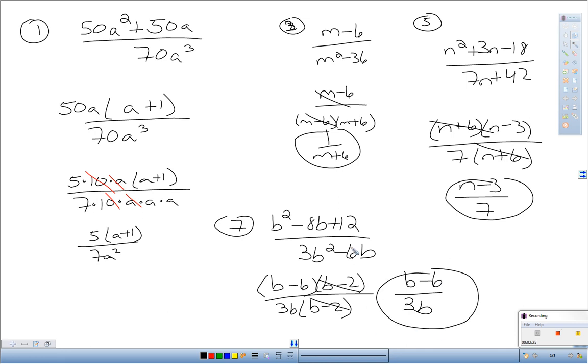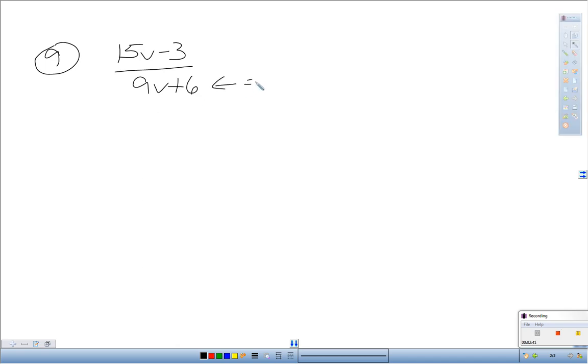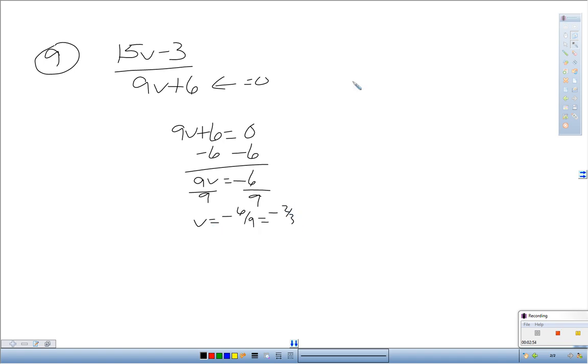All right, as we move on to number 9, for number 9 and number 11, it said state the excluded values for 15v minus 3 over 9v plus 6. The excluded value is what makes the denominator equal to 0. So if I take the denominator, 9v plus 6, set equal to 0, and I solve this for v, then I would end up getting v equals negative 6 over 9, which is the same thing as negative 2 over 3.